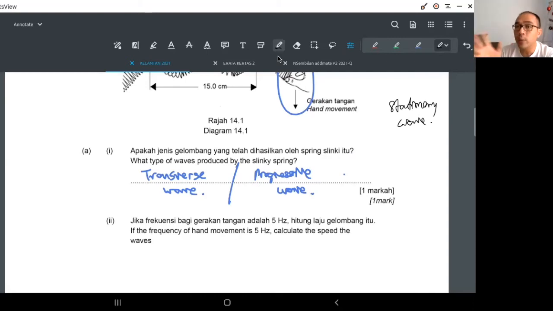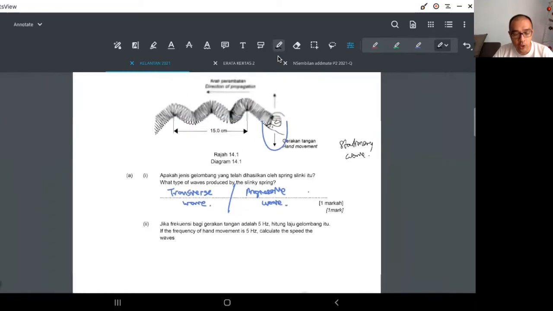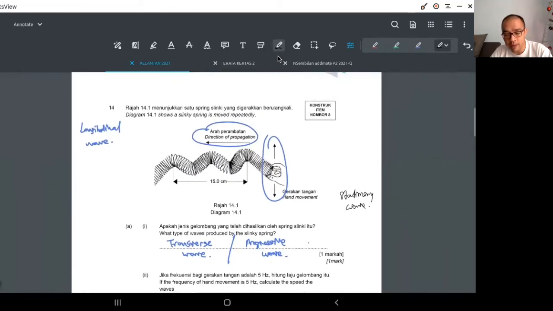Okay, so that's one way of looking at it. And progressive wave and stationary wave, you cannot really say what are the examples. Okay, like I said, the best way to show the difference is the plucking of the guitar string. But transverse wave and longitudinal waves, they are the very common examples. Longitudinal is only one, which is sound wave. Sound wave is a longitudinal wave.